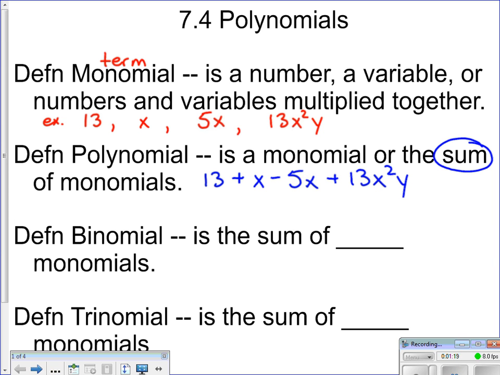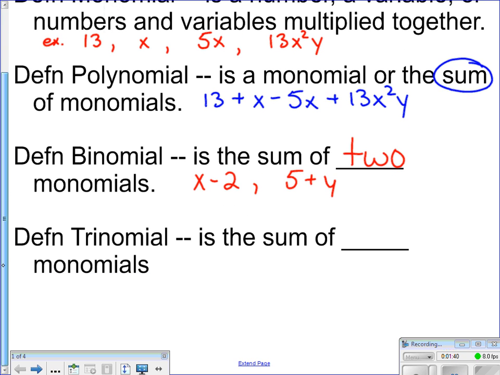A special name for binomial is when you add two monomials together. So it would look like x minus 2 or say 5 plus y. Two things added or subtracted together that are monomials. A trinomial is the sum of three items. And it would look something like this: x squared plus 5x minus 3. You see you have three monomials added or subtracted together.